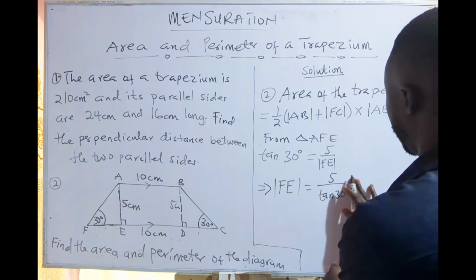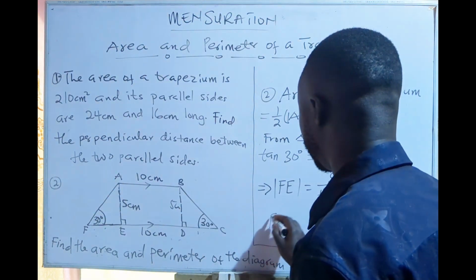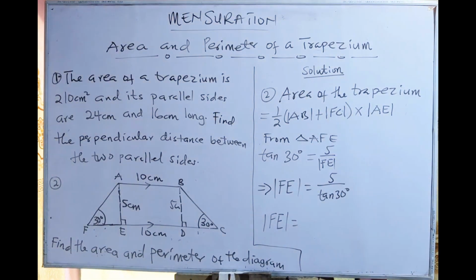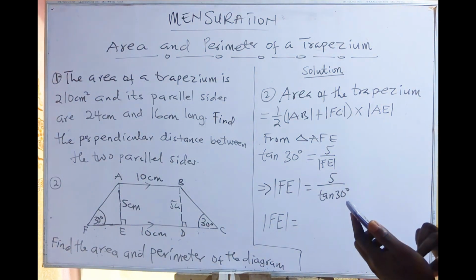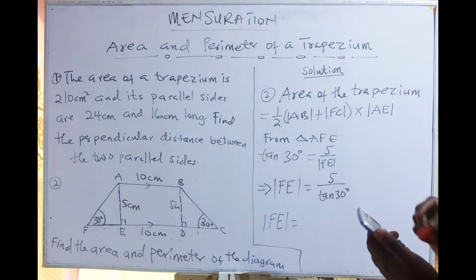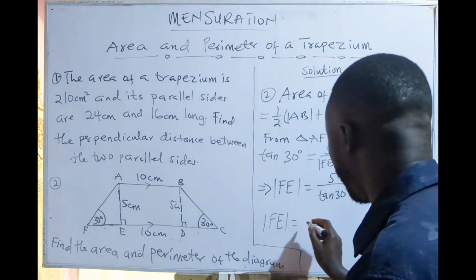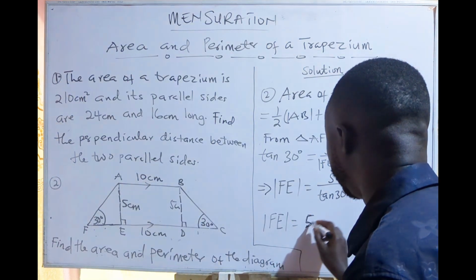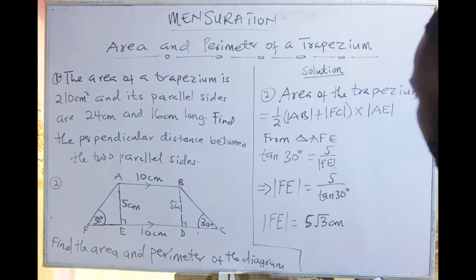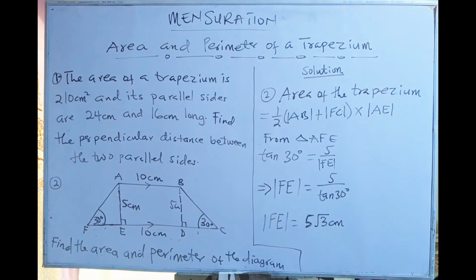Let's check 5 over tan 30 so that we know the FE. 5 divided by tan 30 will give us 5 root 3 centimeters. Let me keep the root so that in my final answer I can write it as a decimal. Is that okay? Alright, so 5 root 3.